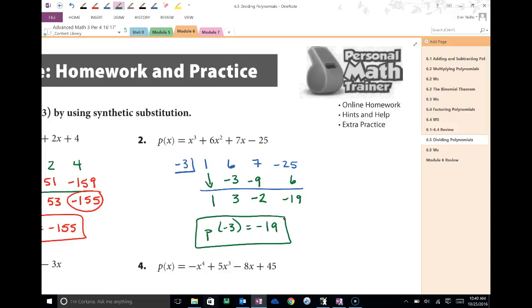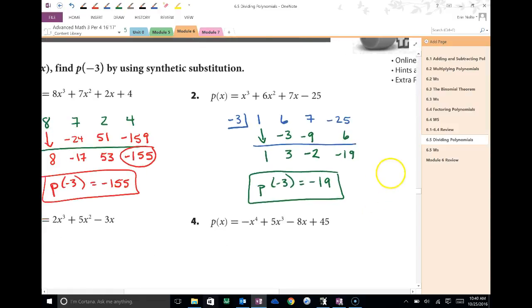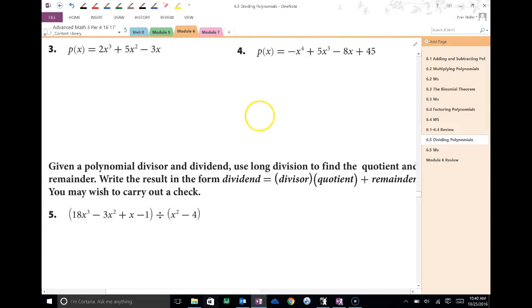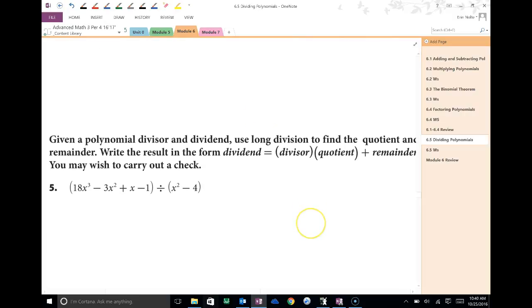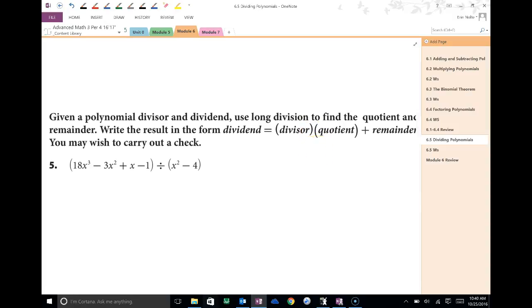So that's pretty cool, right? All right. Okay, so here comes the dividing part. The first division of polynomials is through long division.